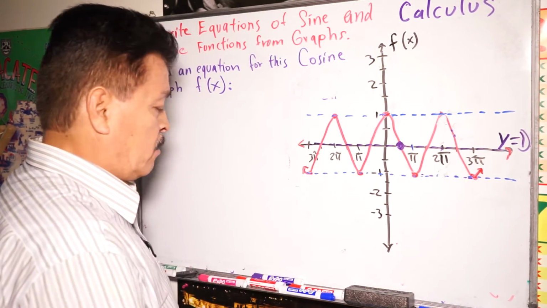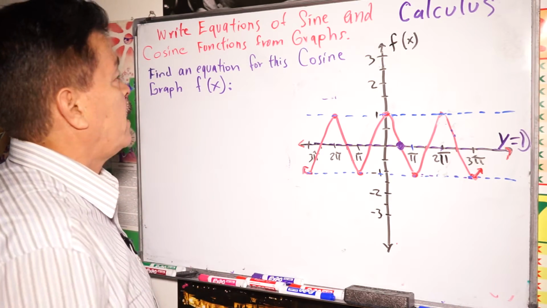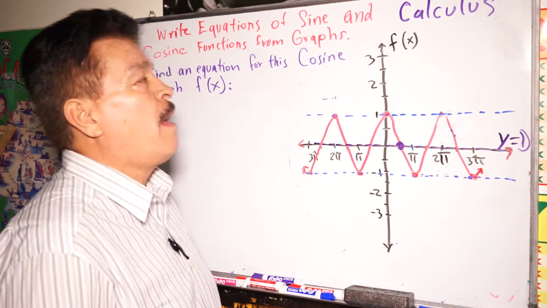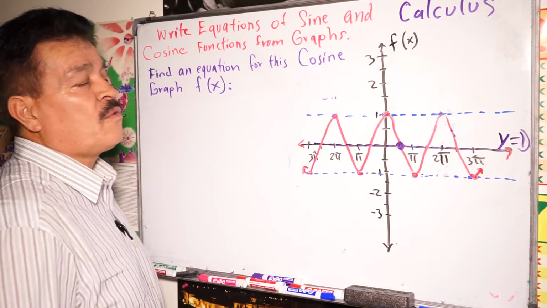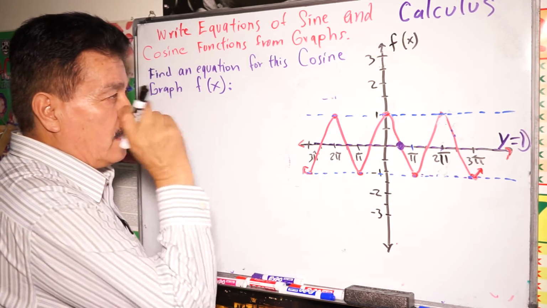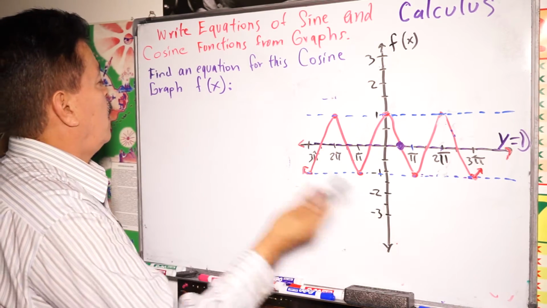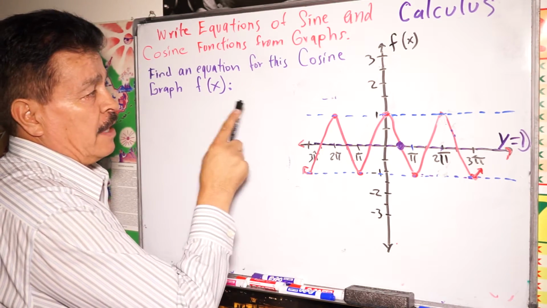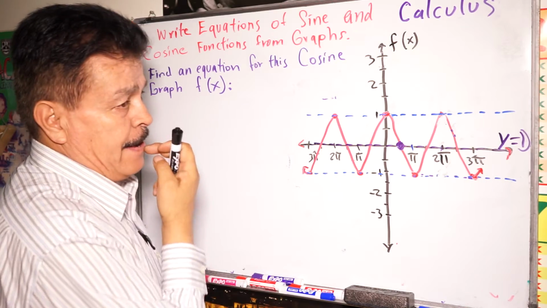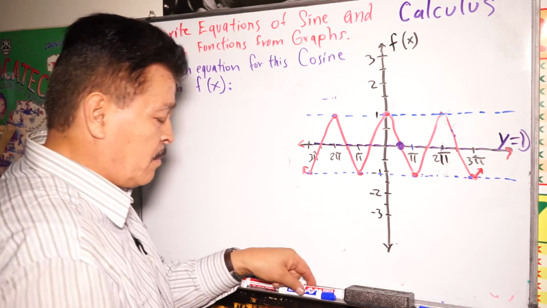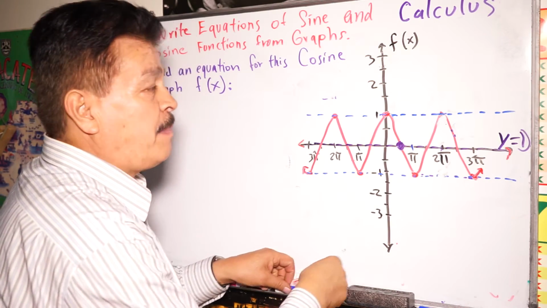Today I want to teach this topic: write the equation of the sine and the cosine function from a graph. I have this problem here. Find an equation for this cosine graph. Okay, first we need to find the amplitude.